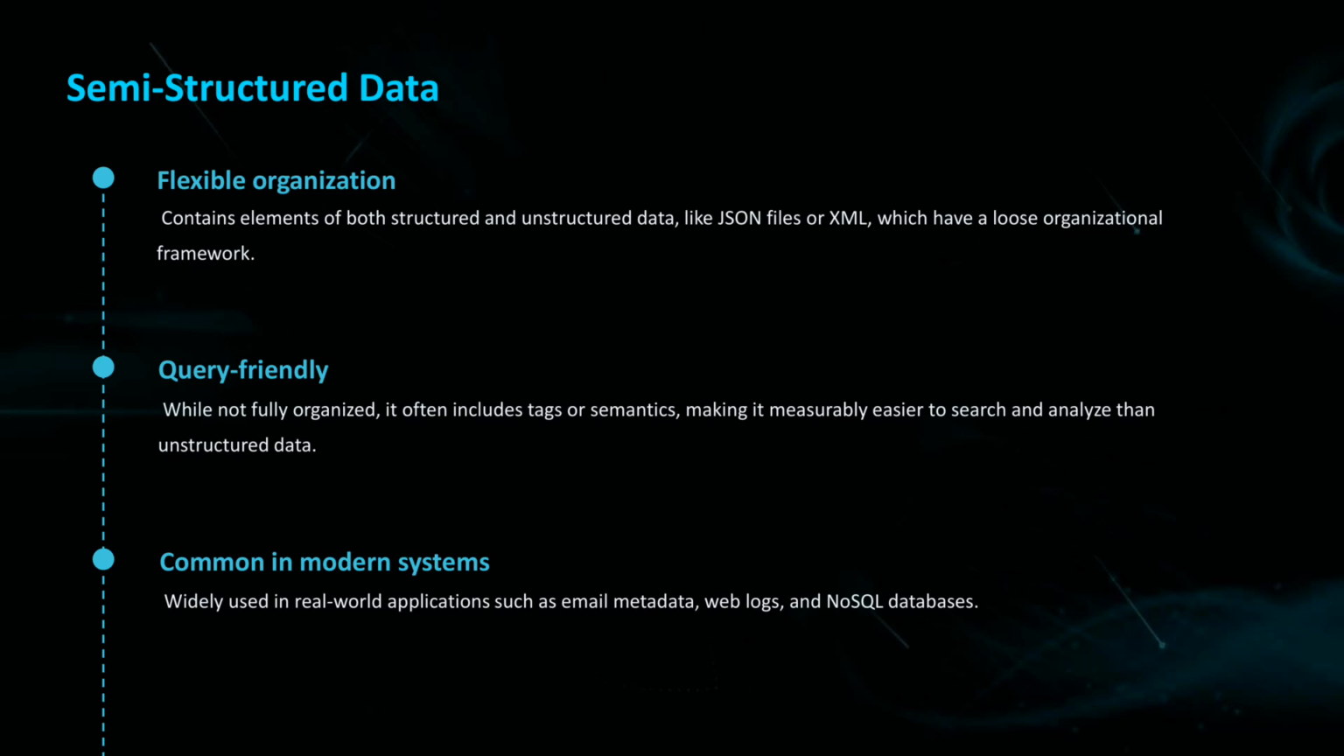Semi-structured data combines elements of both structured and unstructured formats, often using tags or key-value pairs, as in JSON or XML. This flexible organization makes it more query-friendly than raw, unstructured data, and common in modern systems such as weblogs, email metadata, and NoSQL databases, allowing easier integration into search and analysis pipelines.